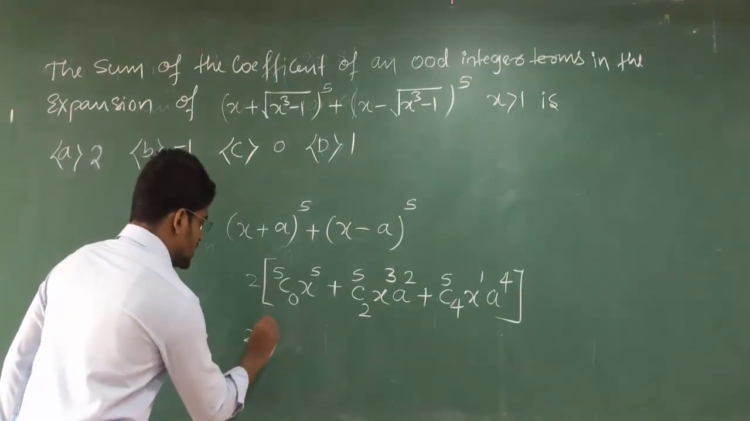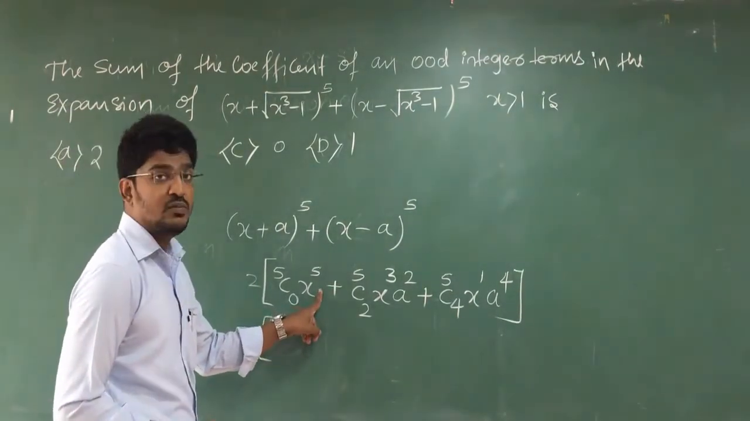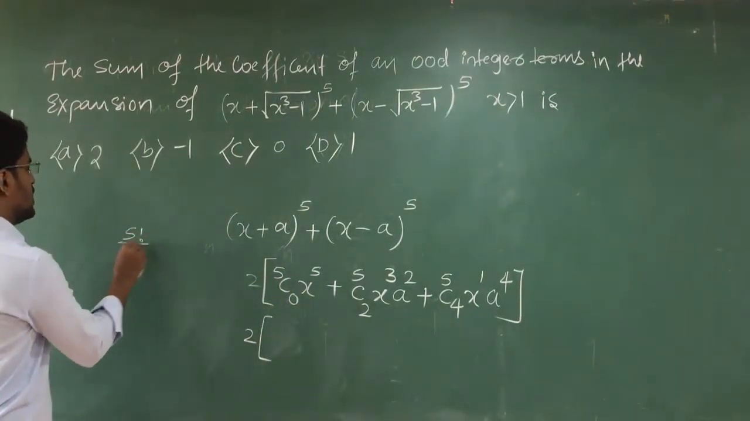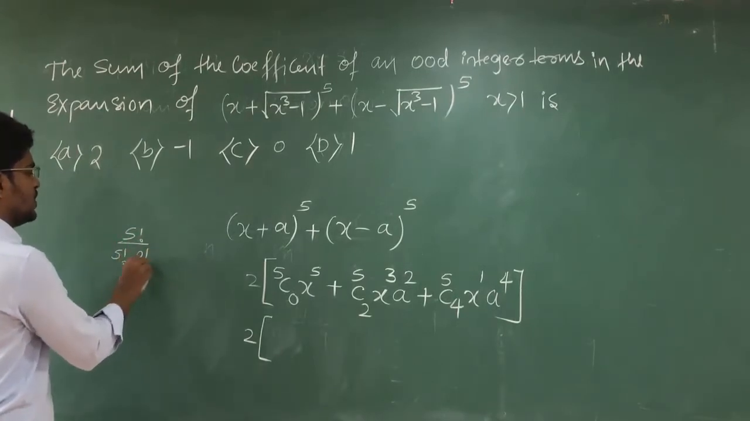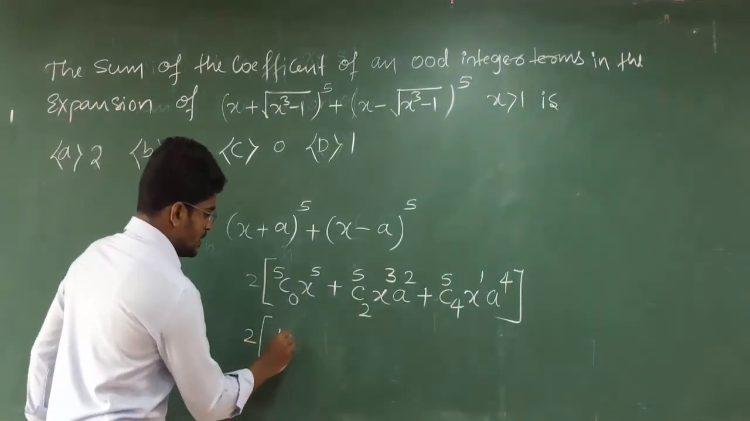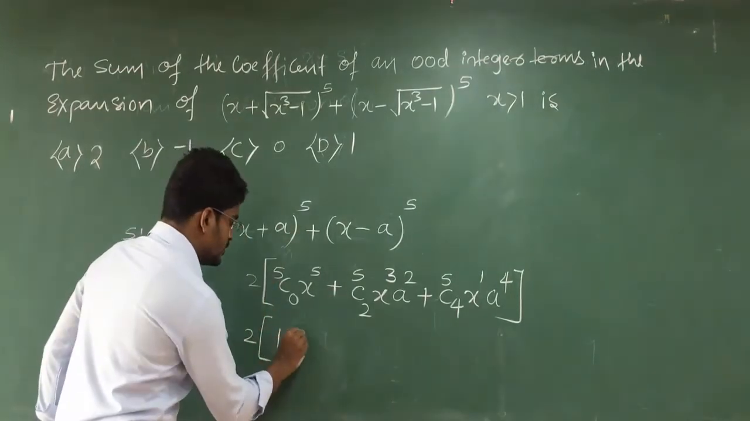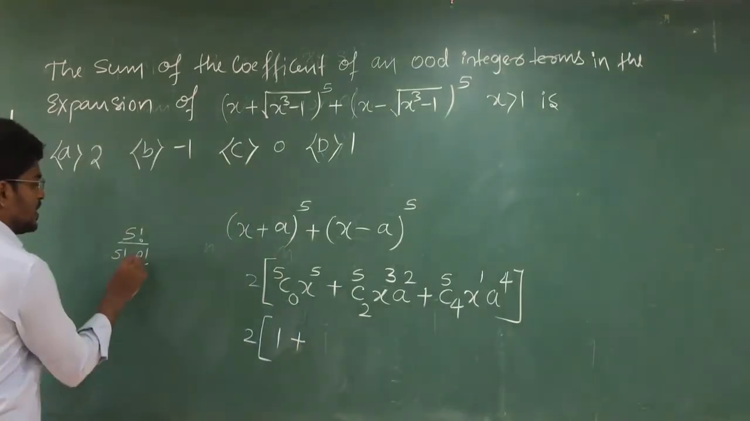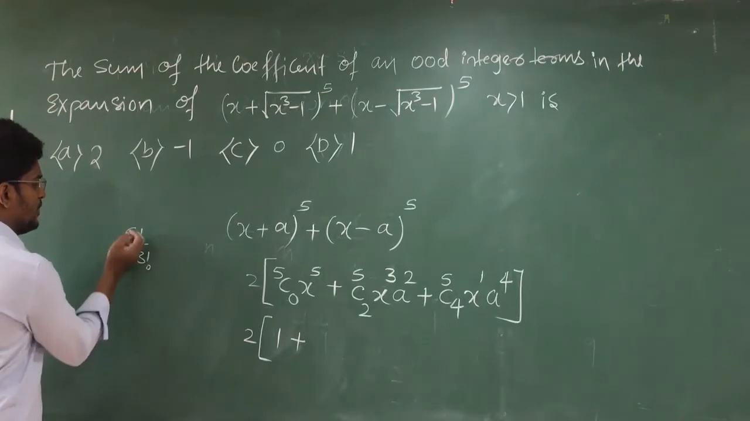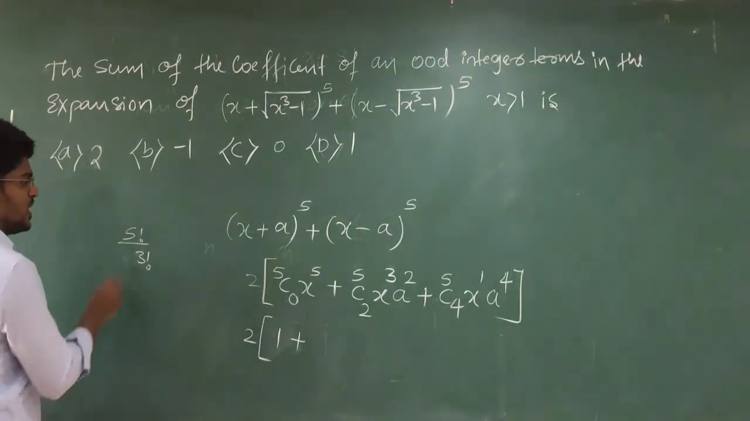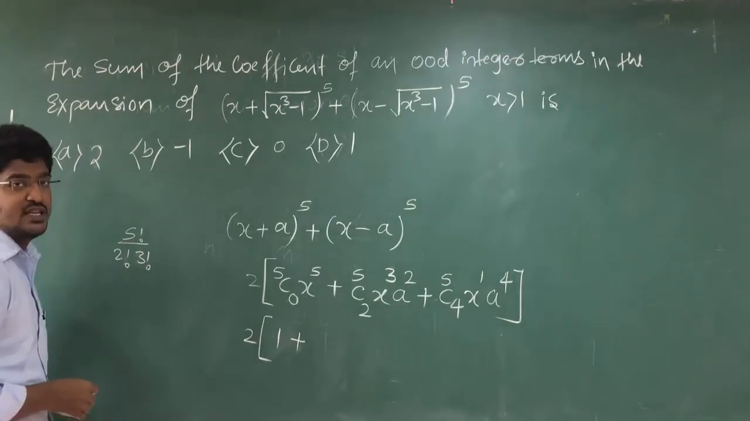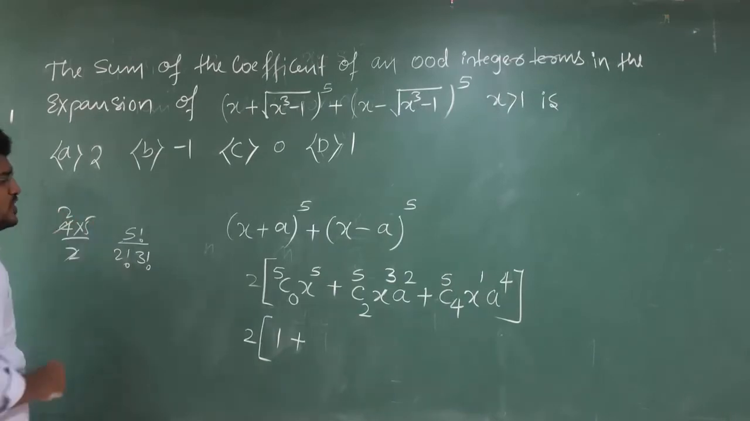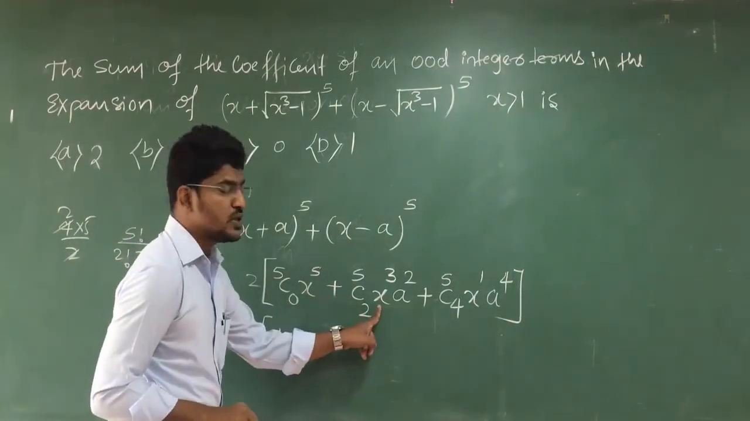So therefore 2 times of, see here this is odd term, 5c0, if you calculate 5 factorial divided by 5 factorial into 0 factorial, so therefore it is 1 into x to the power of 5, so 1, plus 5c2. If you calculate this you are going to get 5 factorial, 5 minus 2 will be 3 factorial, this will be 2 factorial. If I cancel 3 factorial and 3 factorial, 4 into 5 divided by 2 into 1, 2 into 2, so it will be 10 into x to the power of 3.